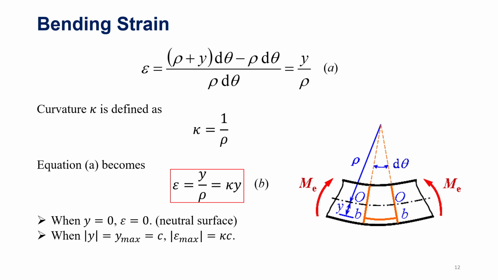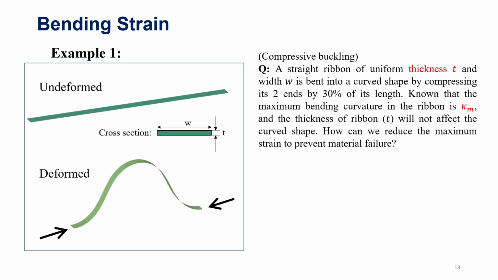Another thing is that when y equals its maximum, which we define as C, the strain will reach its maximum value, which equals kappa times C. So the maximum strain always occurs at the top surface or the bottom surface, which is farthest from the neutral surface.